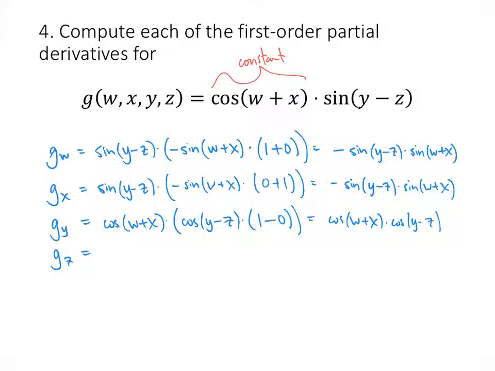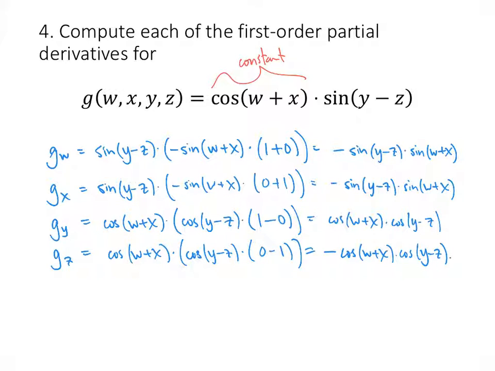And the next one's similar. Again, the cosine of w plus x is a constant multiple. Again, the sine of y minus z gives us a derivative. That's the cosine of y minus z, multiplied by the derivative of y minus z, which is 0 minus 1. We're taking the derivative with respect to z, so y is a constant, that gives us a derivative of 0. The derivative of z is 1. So we get minus cosine of w plus x times the cosine of y minus z, and those are our 4 different first-order partial derivatives.